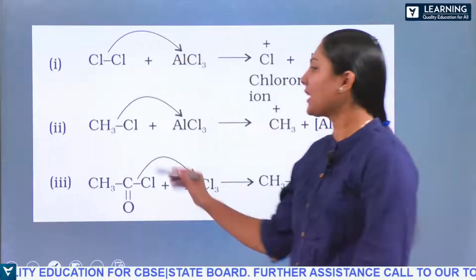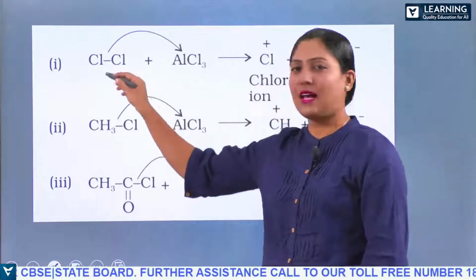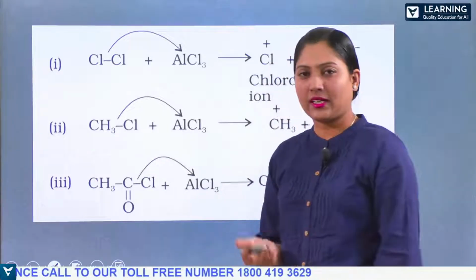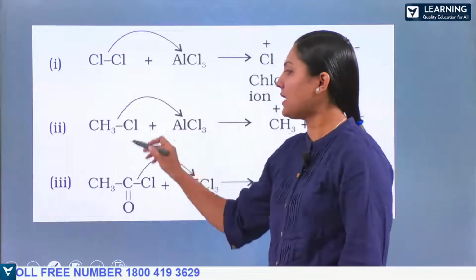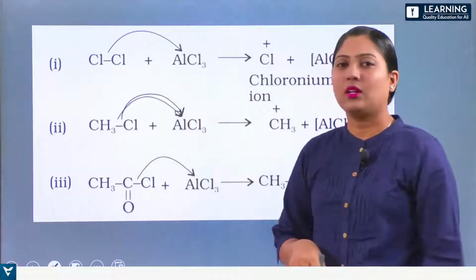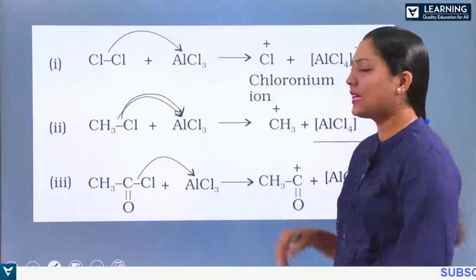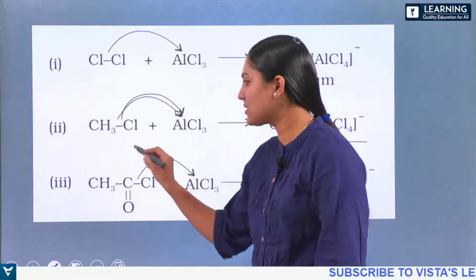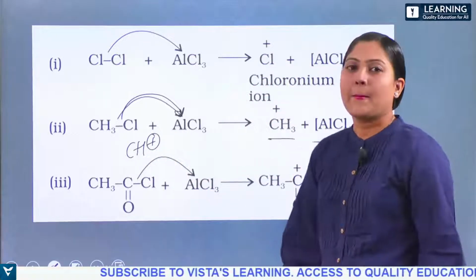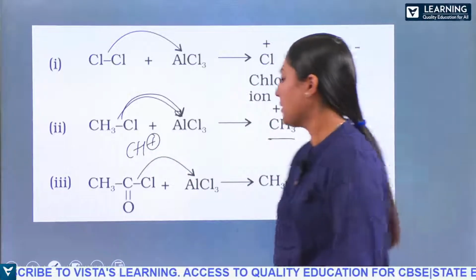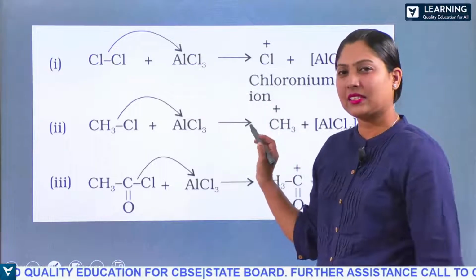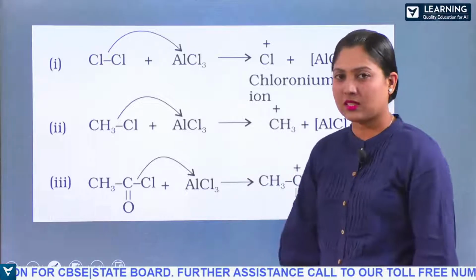The next one: if you take alkyl halide, that is methyl chloride, we are taking it as an example. Here, as we know Cl minus is more electronegative, it takes the electron and again adds to the aluminum chloride. We get AlCl4 minus as it is, and CH3 will have the positive charge. Hence we get the ion as methanium ion or methyl group, which we can easily call CH3 positive charge.